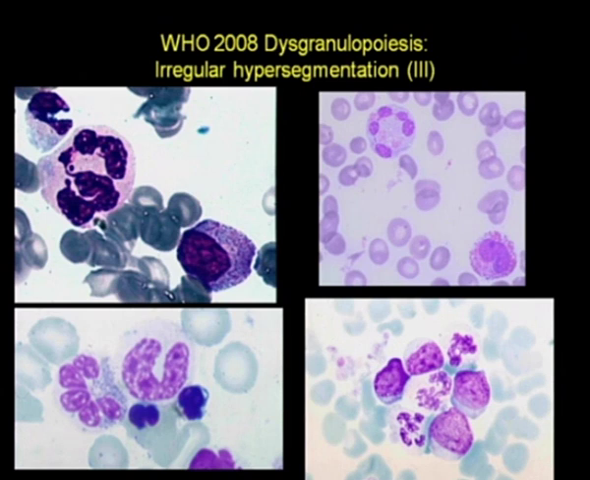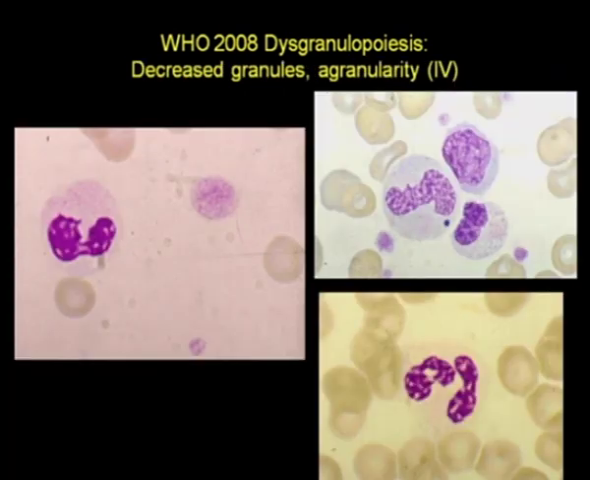On the other side, hypersegmentation is again a morphological feature which allows us to define this cell as a dysplastic neutrophil. This is an eosinophil, a dysplastic eosinophil. Lack of granules.